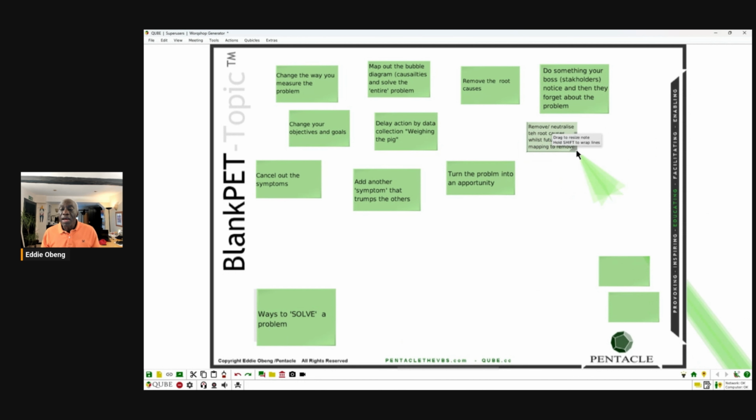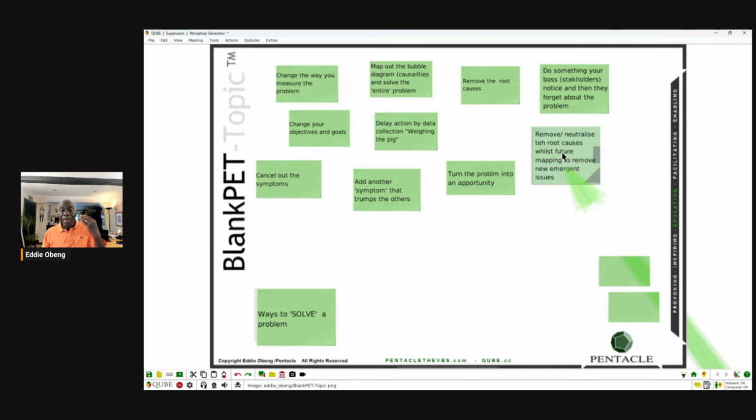You can remove or neutralize the root causes and map the future to make sure you haven't created new ones, because it's quite common to have unexpected consequences of any action. So it's like this one, but turbocharged. Let's map the future. There's a pet called future mapping, so go and have a look at that. Look at the pet called bubble diagram.